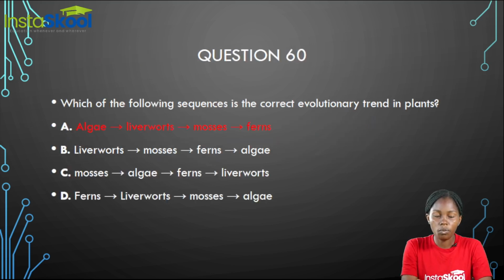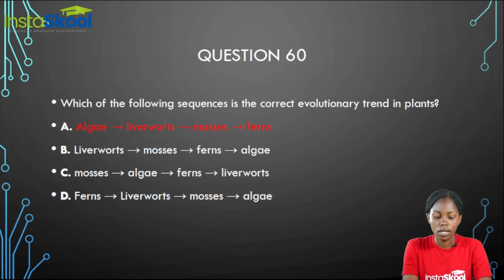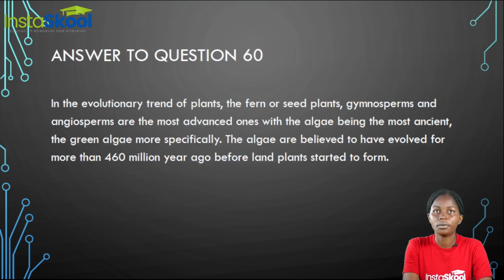Then we move on to the liverworts and then on to the mosses before we now get to the ferns. The ferns are the most advanced. When we talk of the most advanced, we're talking about seed plants, that is, the gymnosperms and the angiosperms. The algae are the most ancient. So we can settle for our option A.